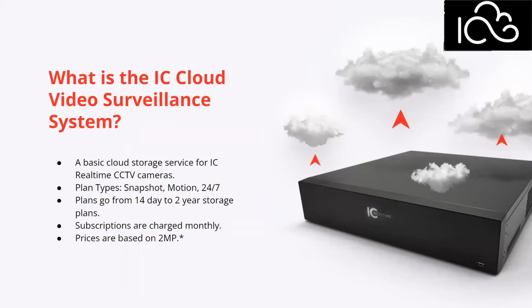So what is IC Cloud's video surveillance system? It's a basic cloud storage platform. You have different plan options between snapshot, motion options, or 24/7 recording options. As you go higher in each tier, you also get the previous tier's capabilities. For example, if you go with the motion plan, you will also get the snapshot capabilities with your plan.